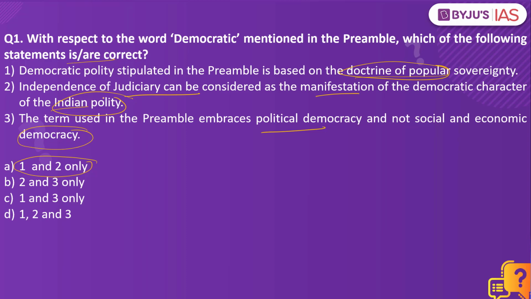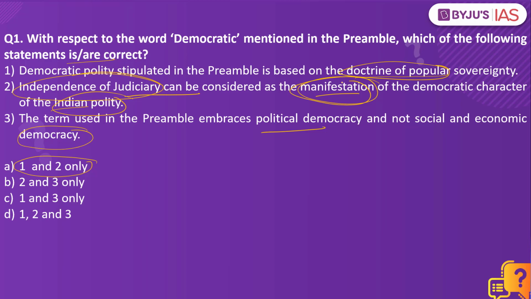It also includes universal adult franchise, where any person who is above 18 years of age and has their name included in the electoral roll would be able to vote for a political candidate. Then you also have periodic elections, which happen every 5 years, and we also have the rule of law as well. We also have independence of judiciary. So remember, universal adult franchise, periodic elections, rule of law, independence of judiciary and absence of discrimination are all aspects of the democratic character of the Indian polity.